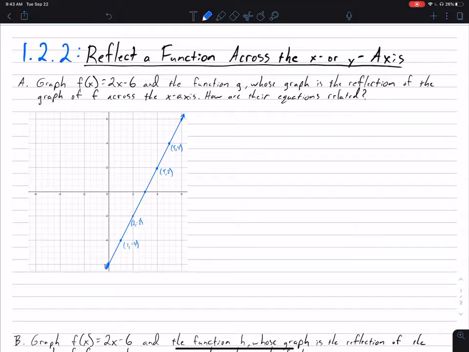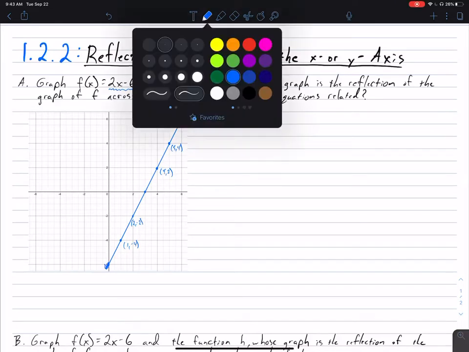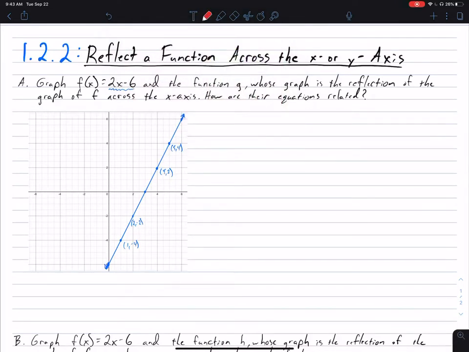All right, here we're looking at 1.2.2, reflect a function across the x or y axis, and then example A. So graph f of x equals 2x minus 6, which I've already plotted here. So this is 2x minus 6 in blue, and the function g, whose graph is the reflection, and this is important, the reflection of the graph of f across the x-axis. How are their equations related?